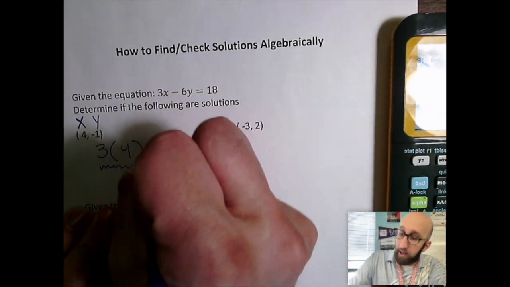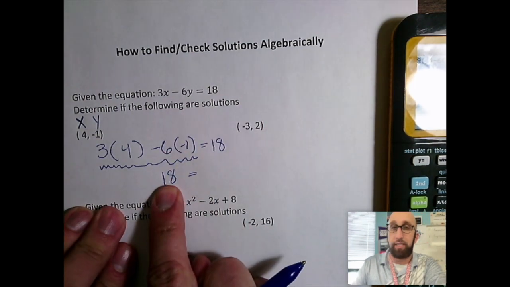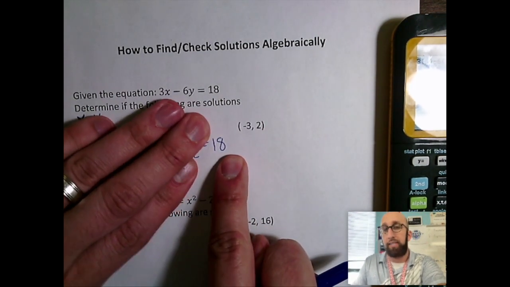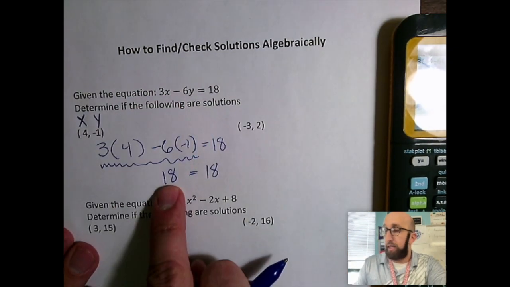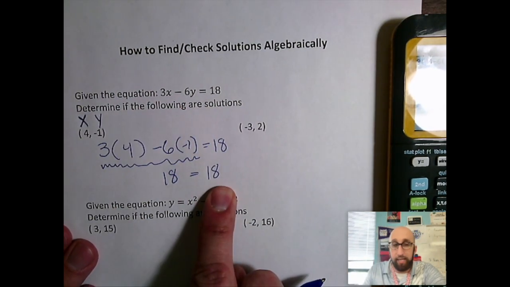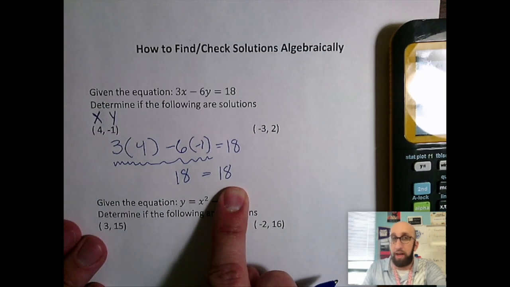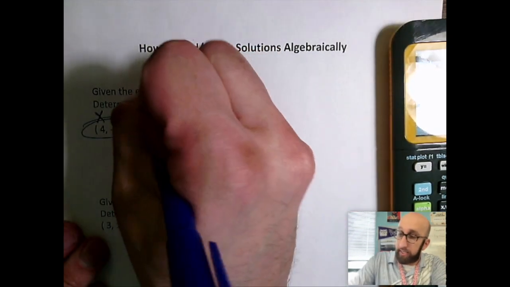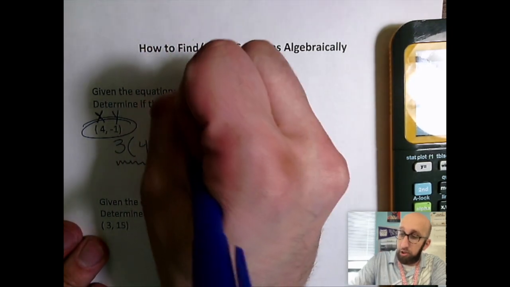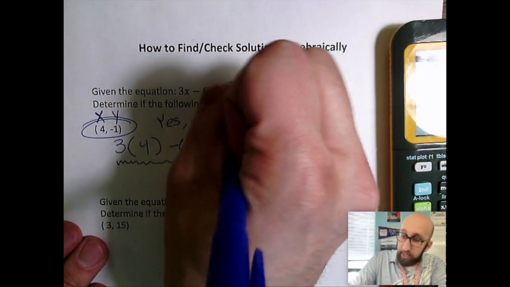The left side of this equal sign simplifies to 18. The right side, there's nothing to simplify. It is also 18. You see how we got 18 and 18? Well, what that means is this right here, 4, negative 1, yes, it is a solution. It means it is a solution.